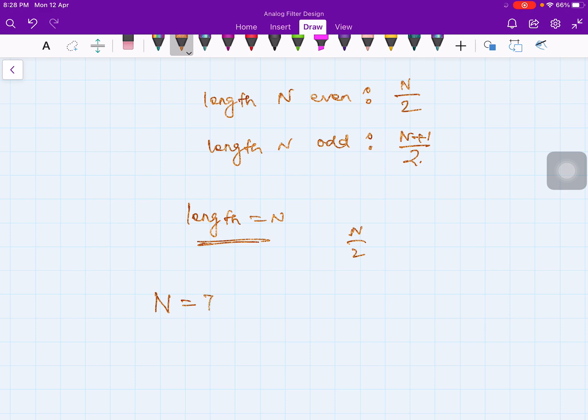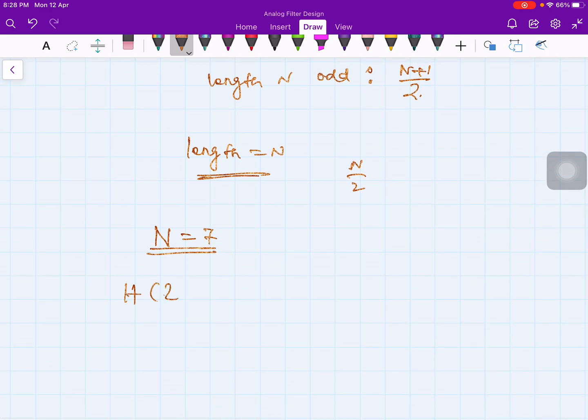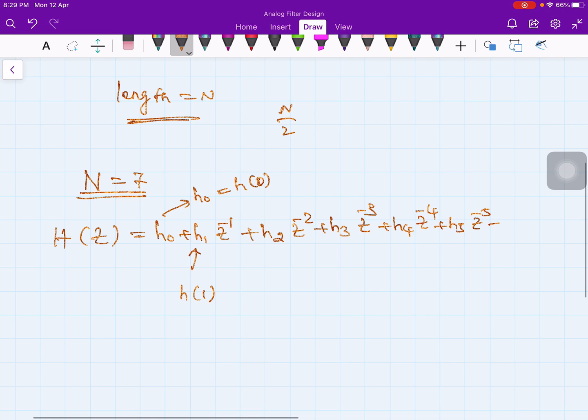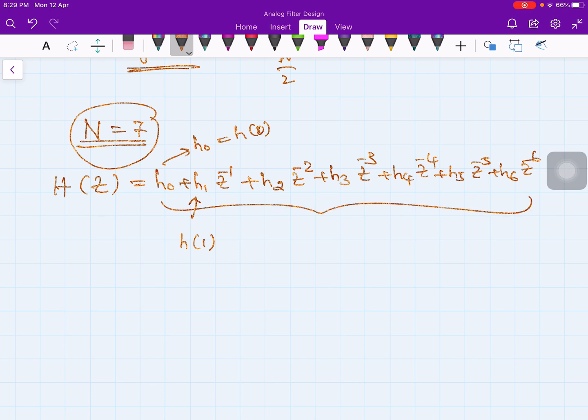Let's say capital N equal to 7. So in this case H of z is equal to h0 plus h1 z inverse. Note down, h0 is a short notation of h of 0, and h1 is h of 1. Don't get confused. Plus h2 z to the minus 2 plus h3 z to the minus 3 plus h4 z to the minus 4 plus h5 z to the minus 5 plus h6 z to the minus 6 plus h7 z to the minus 7. Am I correct? When I say N equal to 7 means there are 7 multipliers, but I have 8, so let me delete these two guys. That's it.